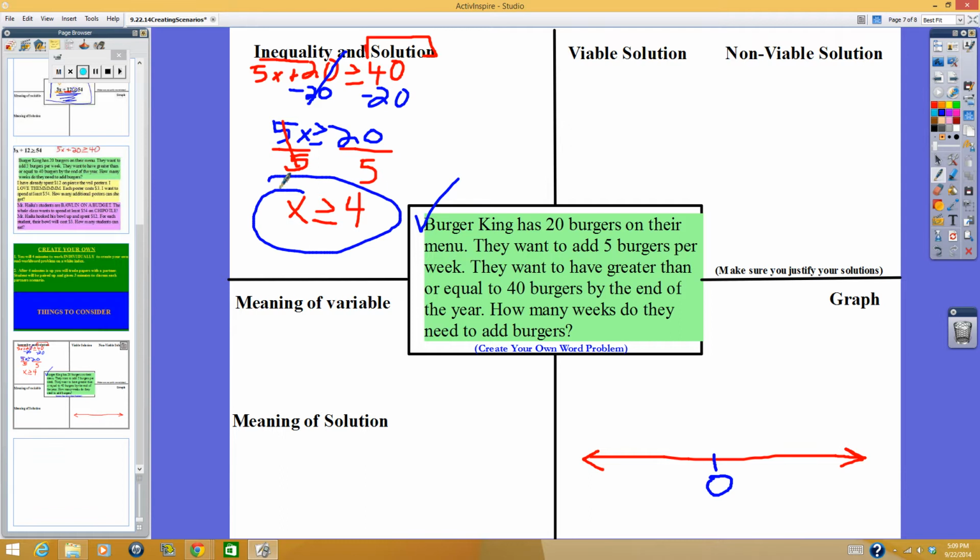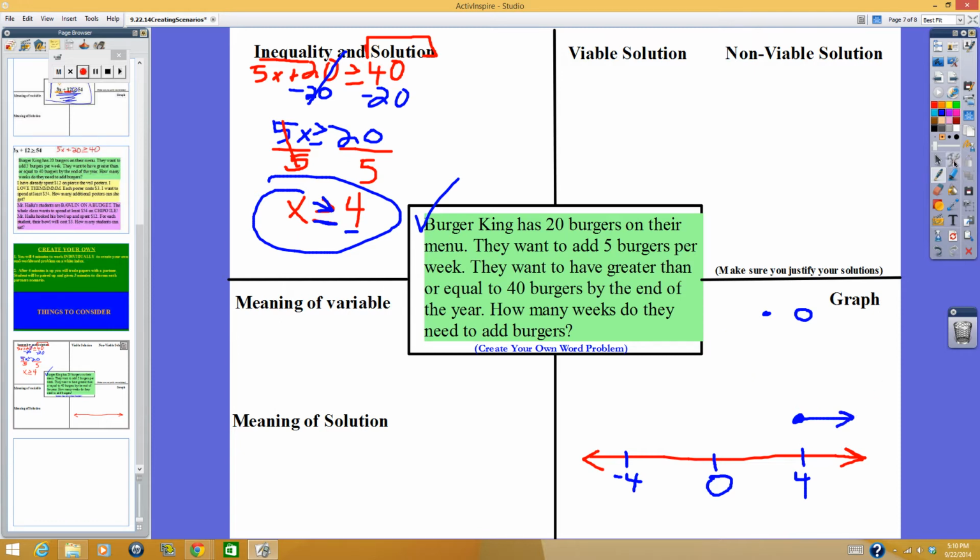According to this solution, we need a 4. So I'm going to put that there. On the opposite side, you could put a -4. Now, since this is x is greater than or equal to 4, is it going to be closed or open? It is going to be closed, because it can be equal to 4. This arrow is pointing this way, so my graph should match it.